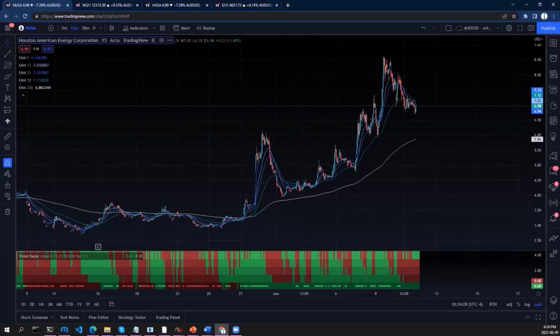We had some questions coming in. Does Trend Radar work on all markets? The answer is yes, of course. It's based on price action, and every market that has price action, which is basically every market, this indicator can be used for. So whether it's commodities, indices, stocks, ETFs, futures, currencies, cryptos, all of these can benefit from this indicator.